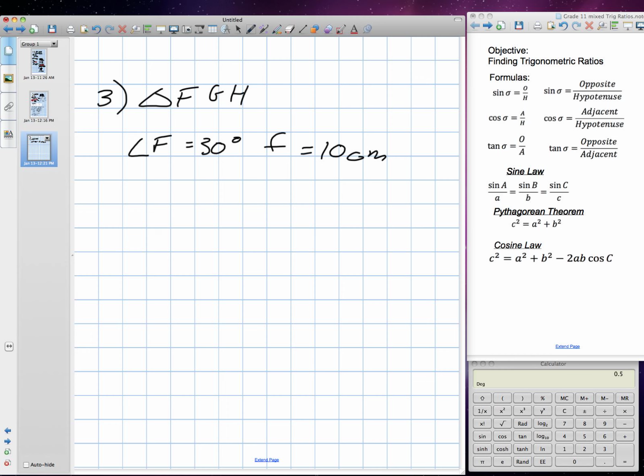Okay. Again, we have no proof this is a right angle triangle, so we're just going to set this up. We're going to name it FGH. Okay. F is 30 degrees, which means this side is 10 centimeters. And G is this side, which is 18 centimeters. The question asks you to solve for side H.